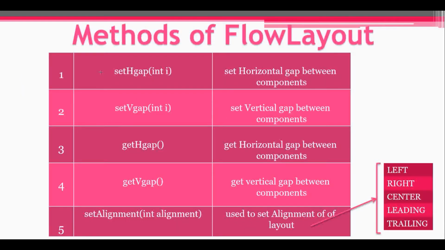Now let's see the methods of flow layout. FlowLayout provides different methods. The first one is setHgap with an integer parameter, which sets the horizontal gap between components. The second method is setVgap with 1 integer parameter, which sets the vertical gap between components. The third method is getHgap, which is used to get the horizontal gap between components. After that, getVgap is used to get the vertical gap between components. The fifth method is setAlignment, with 1 integer parameter, used to set the alignment of the layout. So these are the constants for alignment, which are left, right, center, leading and trailing.